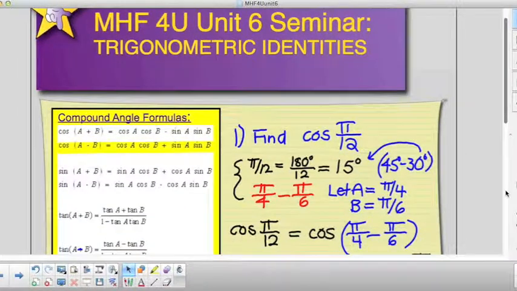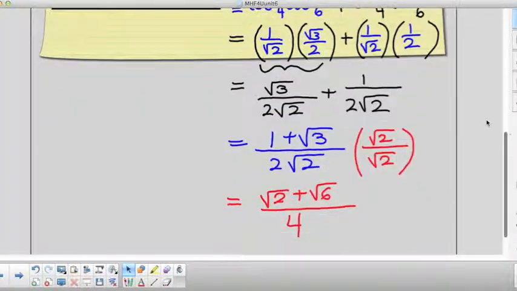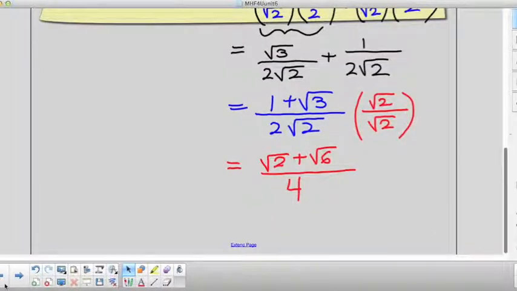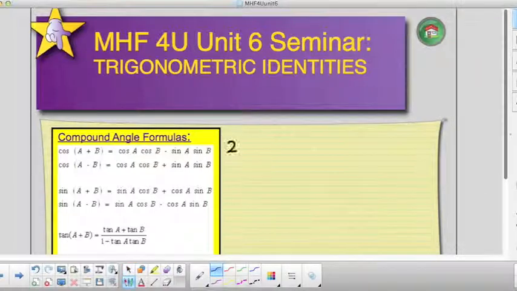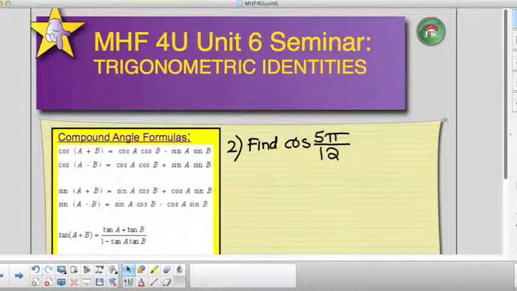Let's stick with cosine, but let's do something else, and then we're going to move on to a new set of formulas. So we're going to stick with compound angle formulas, and I'm still going to stick with my subtraction sign, but this time we're going to find the exact value of cosine 5 pi over 12. So 5 pi over 12 is equivalent to 75 degrees.